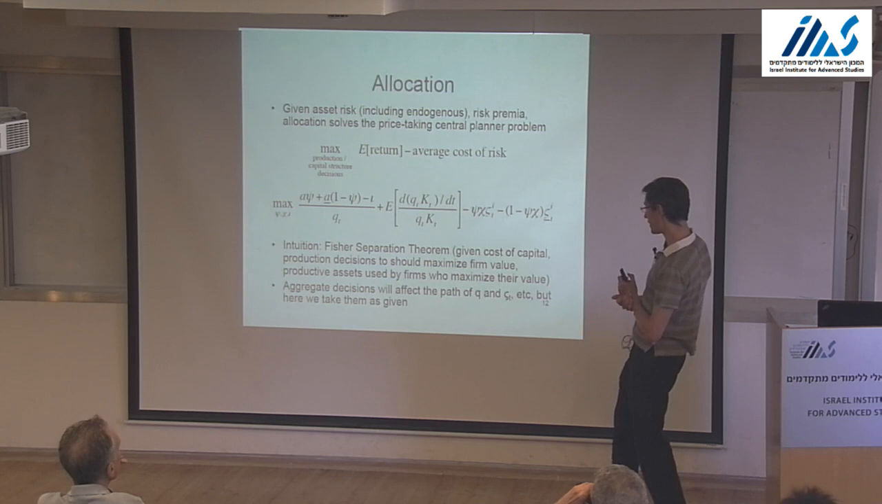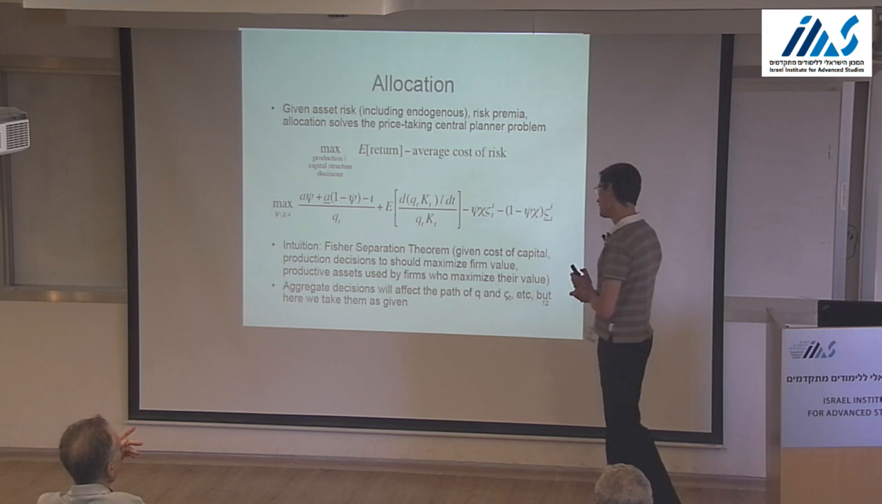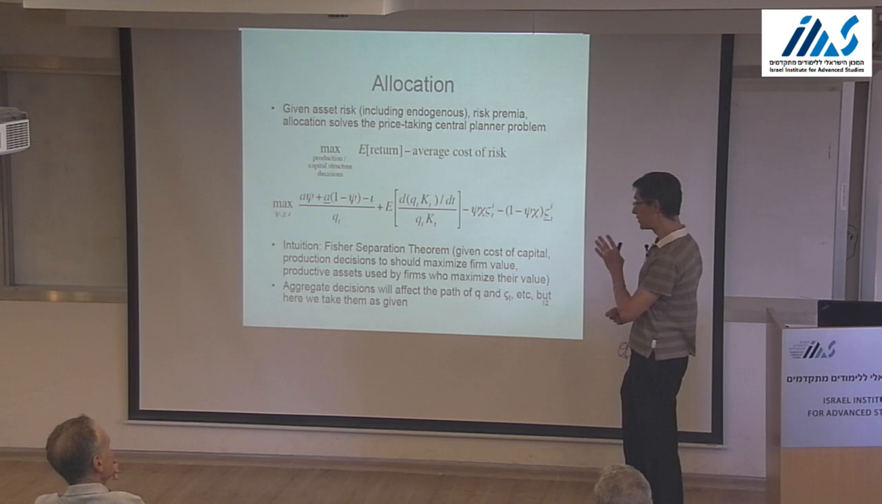I do not know what I wrote. Okay. Given the cost of capital, production decisions should maximize firm value to a superfluous. Okay, yeah. There's something else. Given the cost of capital. Given the cost of capital, exactly. So given the cost of capital, that is key here.